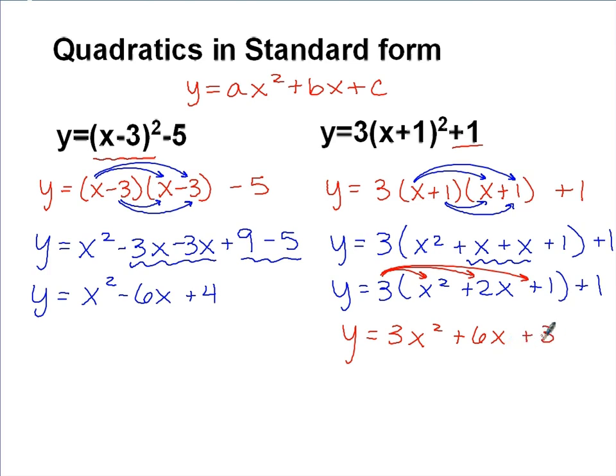And remember, I still have this plus 1 out here, and it's not multiplied by 3 because it's not in the parentheses, so it's actually just plus 1. And when I look at that, I have an x squared term, I have an x term, and this 3 plus 1, those are like terms, so I can actually add those together. And I have y equals 3x squared plus 6x plus 4. And that is in standard form. That's how you put quadratic equations into standard form.